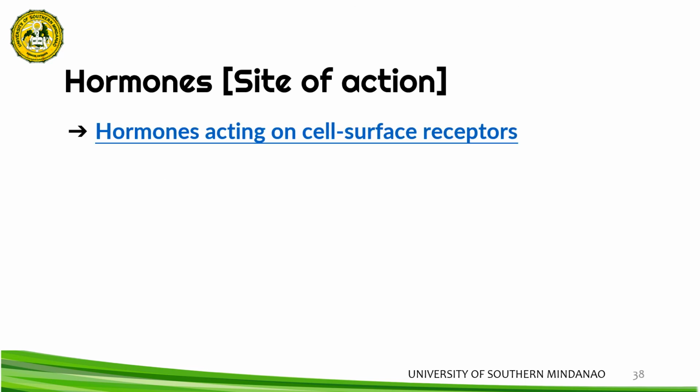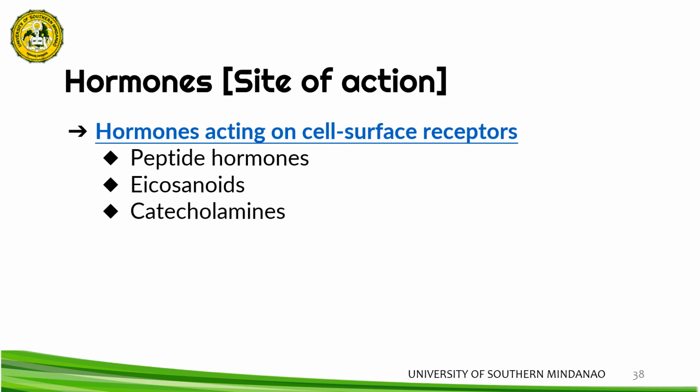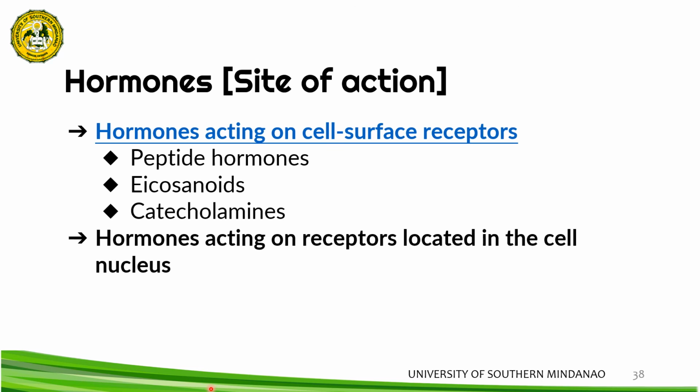According to the site of action, we have those hormones that act on the cell surface receptors. They are usually the hydrophilic ones, or the water soluble hormones. Examples are the peptide hormones, the eicosanoids, the PGF2 alpha, and the catecholamines. We also have those hormones that will act on the receptors located on the cell nucleus or the cytoplasm. These are the hydrophobic ones. These are the lipid soluble hormones. Examples are the steroid hormones, as well as the thyroid hormones.